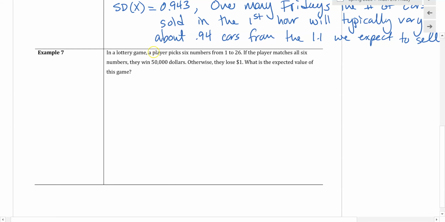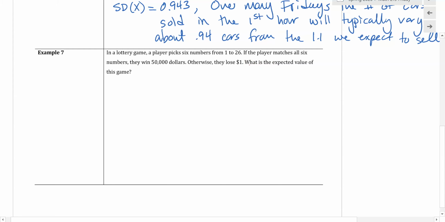It says in a lottery game, a player picks 6 numbers from 1 to 26. If the player matches all 6 numbers, they win $50,000. Otherwise, they lose $1. What is the expected value of this game?